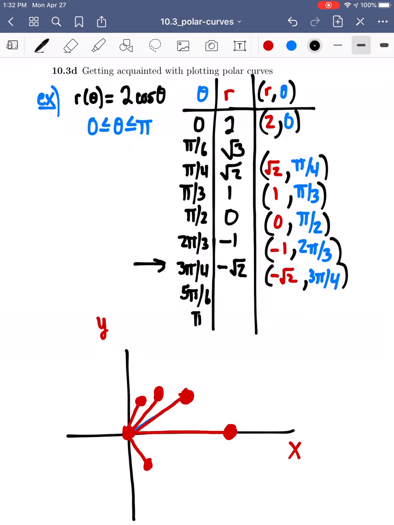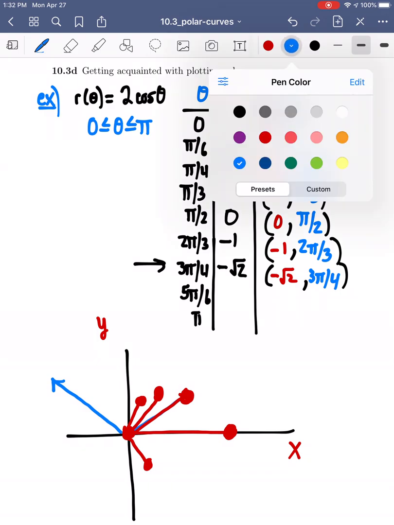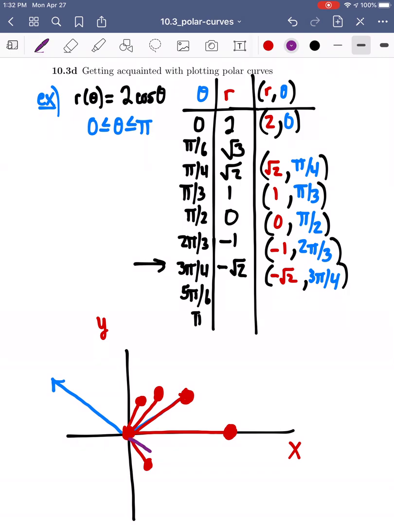So we have to ask ourselves the same thing. At an angle now of 3 pi over 4, normally we'd be extending in sort of that direction in the second quadrant, but because r is negative, we pop over the origin and reflect the opposite way. So instead of going out a distance of square root of 2, sort of in that blue direction in the second quadrant, we're moving out a distance of square root of 2 in that fourth quadrant now.